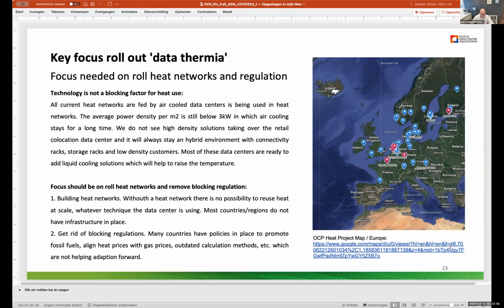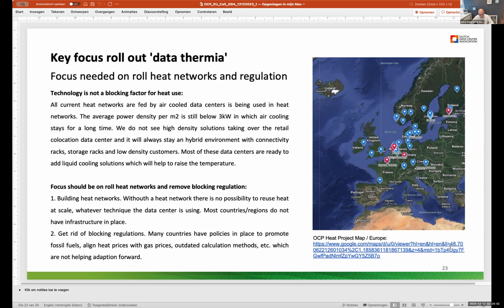We have worked a lot on, for instance, a couple of years ago, the data center heat wasn't really in the rules and regulation, in the calculation methods. And even though green energy had to be used with new buildings, data center heat wasn't seen as green heat. So we had to change that. We had to change the calculation method, so it became favorable towards gas, towards other ways of heating houses. So I think, and if you look at many countries, that's still a big issue. So blocking regulations is a real issue.